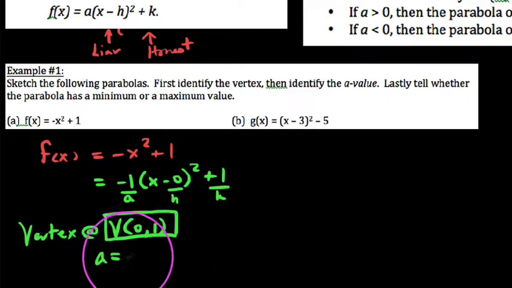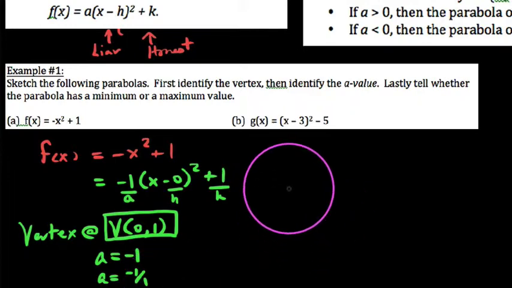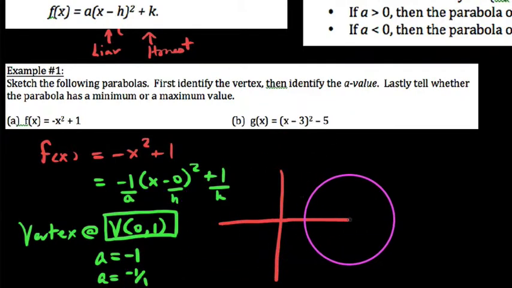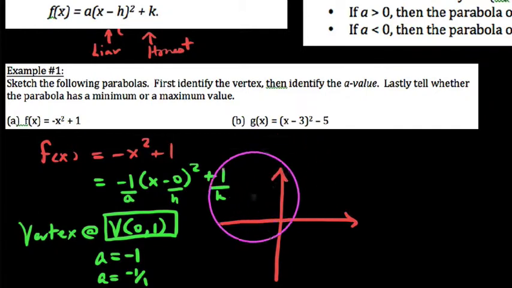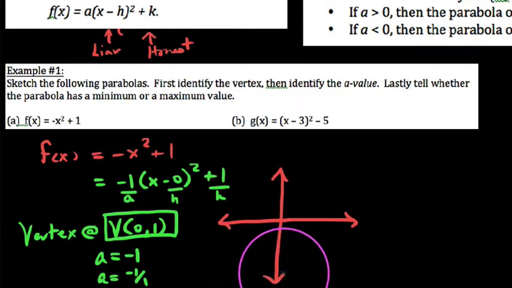So we say a in this instance is negative 1, and I'm going to rewrite this also as negative 1 over 1. And so sketching this, let's go ahead and take a look at the sketch. We'll just go ahead and throw in some axes here. It's not going to take much. Anybody who's studied function transformations knows that this is just a downward-facing parabola. It's been shifted up 1.